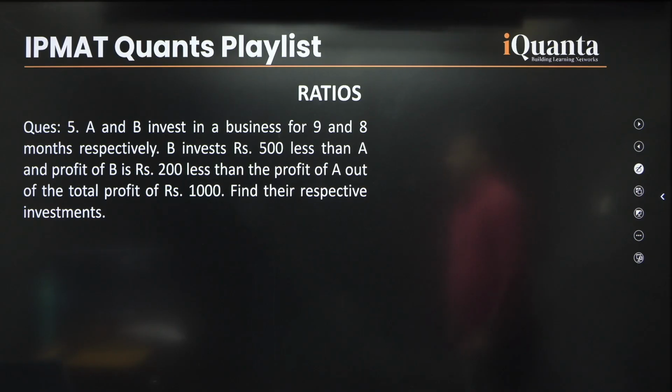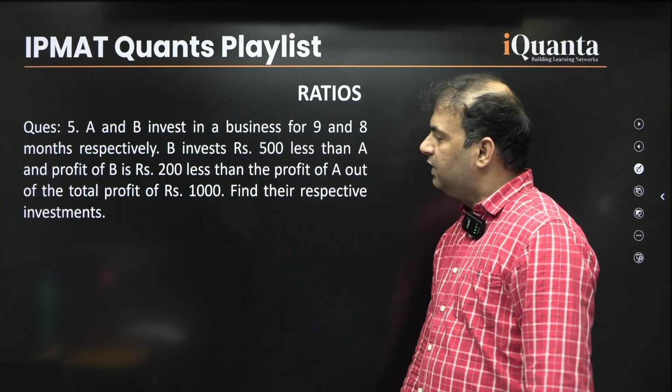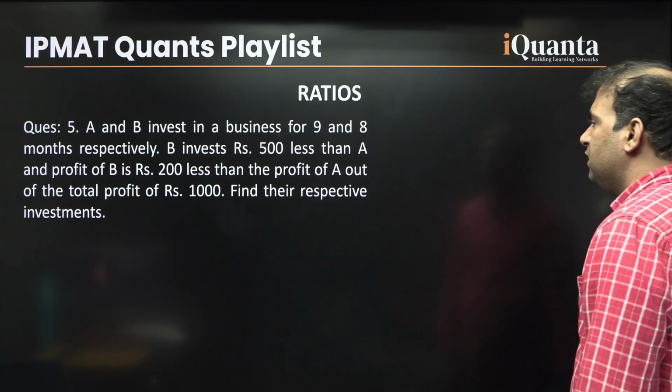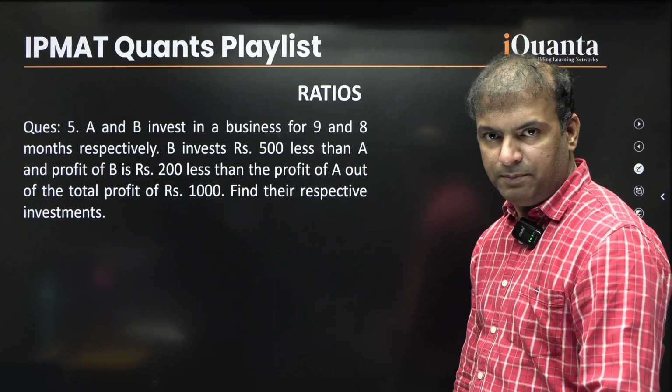number 1 point. Okay, then they said that B invests 500 less than A, okay, and the profit of B is 200 less than the profit of A out of the total profit of 1000. Great. Now they are asking to find their respective investments, respective investment of A and B. Okay, right. First they said they invest for 9 and 8 months. That means it's a compound partnership.